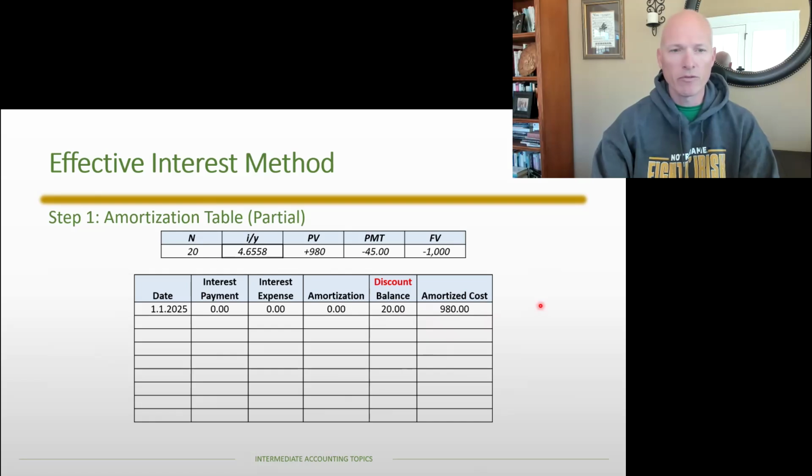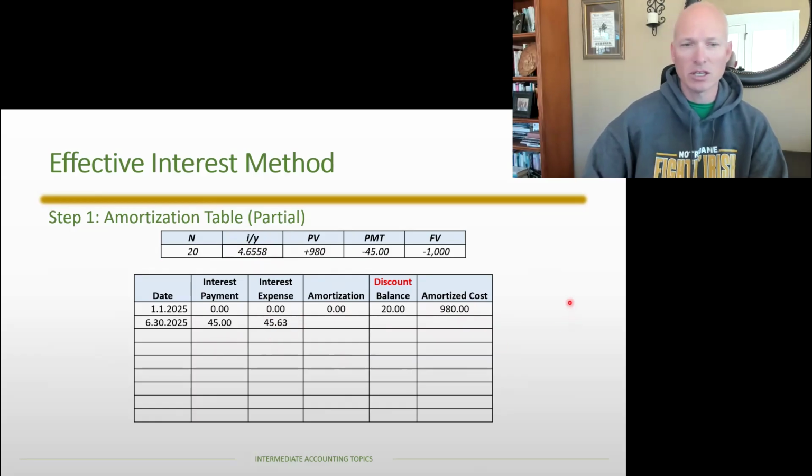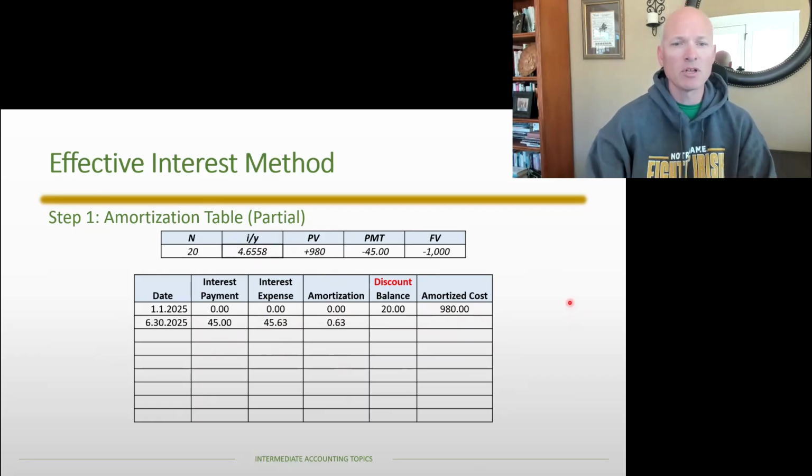And so then with the first interest payment on June 30th, we kind of walk through the different calculations. First of all, we do have the contractual interest payment. The interest expense is the yield times the prior amortized cost. So $980 times 4.6558% is $45.63, which means the amortization is 63 cents per bond.